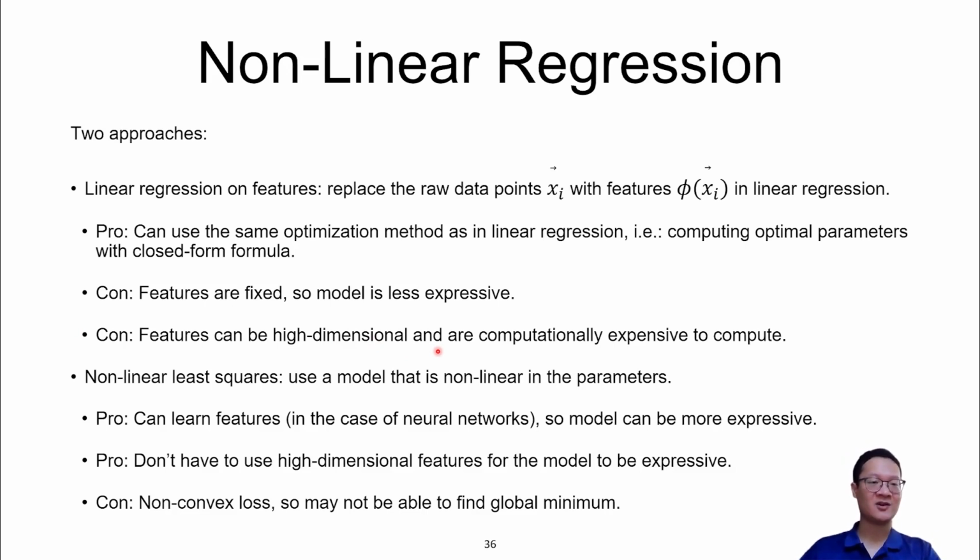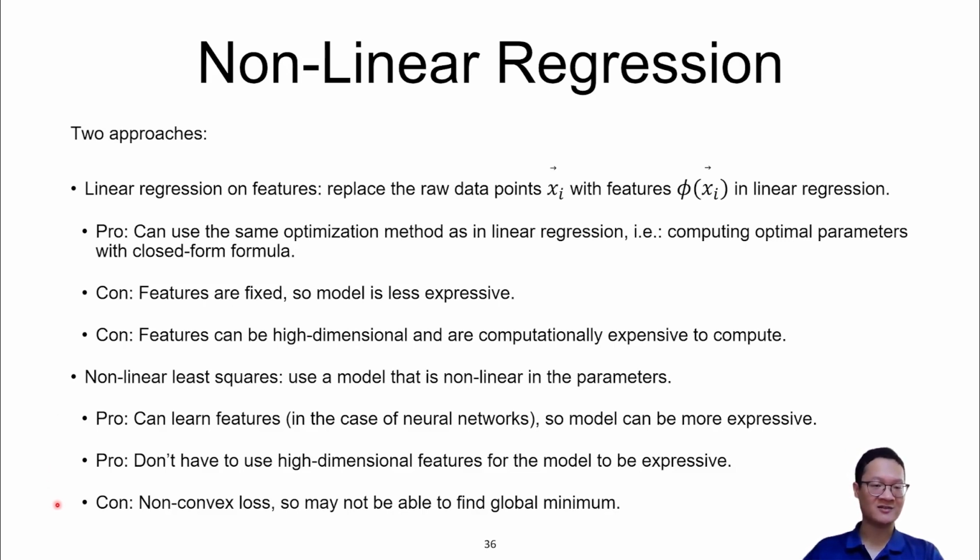On the other hand, for nonlinear least squares, some of the pros include that we can actually directly learn the features. So that was the case with the multi-layer perceptrons and neural networks in general. So the model can be more expressive. We don't really need to pick any fixed features. And because we're learning the features, we don't necessarily need to use high dimensional features for the model to be expressive.